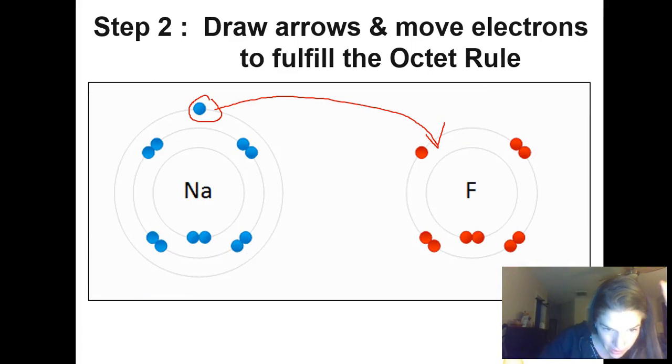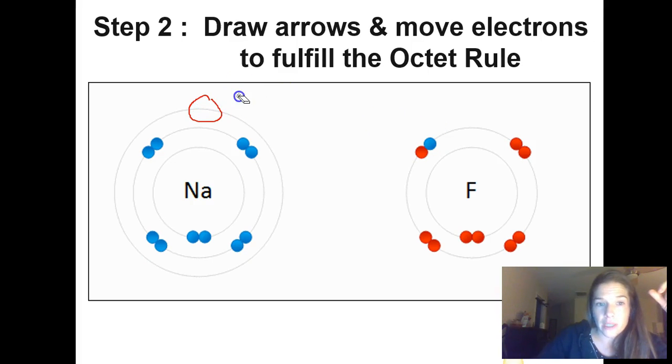Let's see if I can erase this. Ooh, nice. I can't erase it.